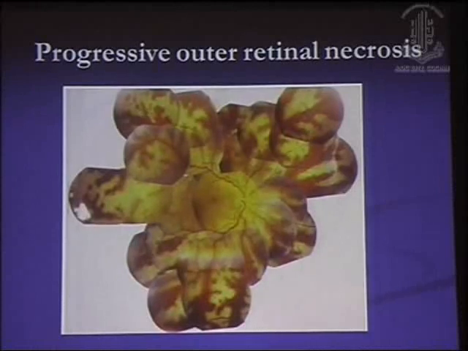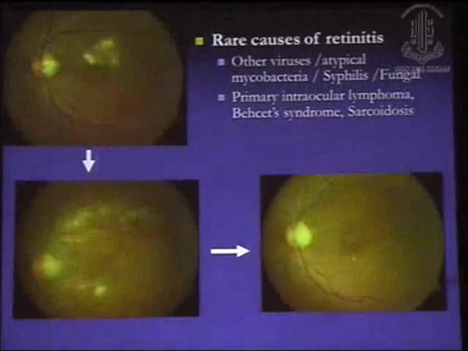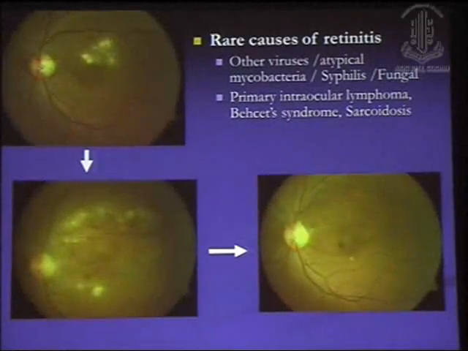Now, progressive outer retinal necrosis is extremely rare. Just widespread retinal necrosis, which is between blood vessels. There's always a clear space between the blood vessels, but it's very difficult to treat despite massive amounts of acyclovir. It's caused again by the herpes group of virus. Then you can see other kinds of retinitis.